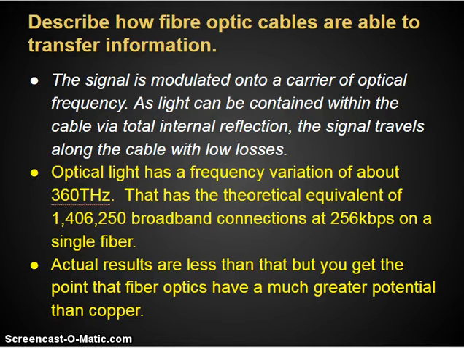Now, you take a look at the variation of, we were talking about old modem lines. You had a frequency of 56 kilohertz. Optical light has a frequency variation of 360 terahertz. Therefore, it has a theoretical equivalent of 1,400,000 and something thousand broadband connections at a 256 kilobit connection on a single fiber optic line. Now, typically, fiber is sent in bundles of many hundreds of fibers. Okay, so it has a very high bandwidth potential.